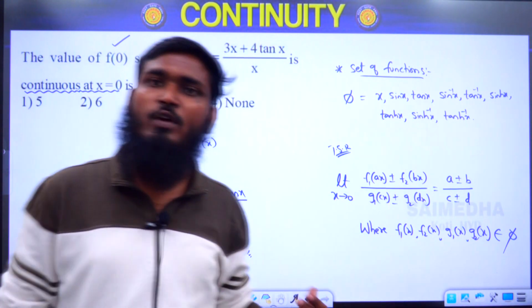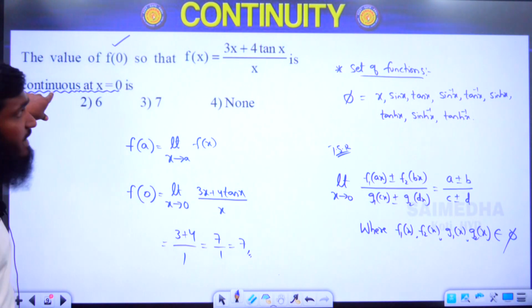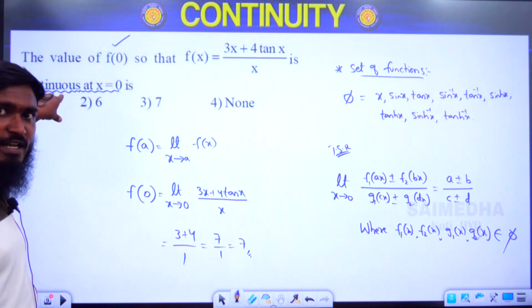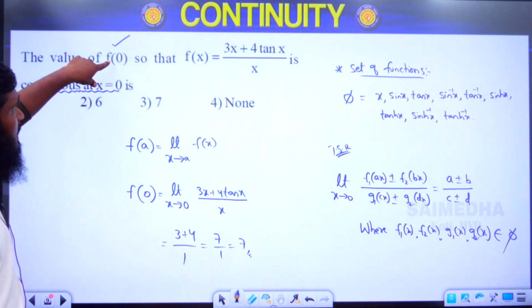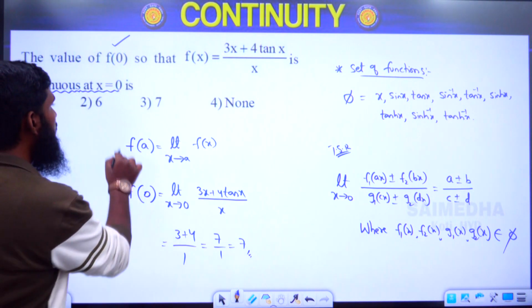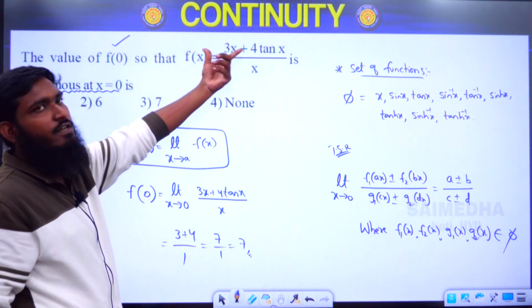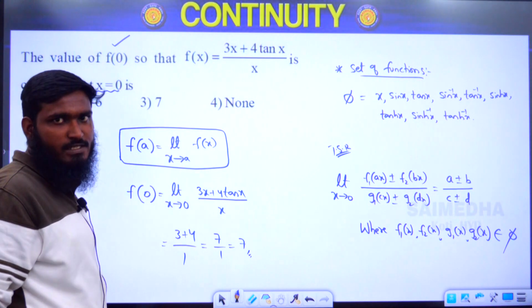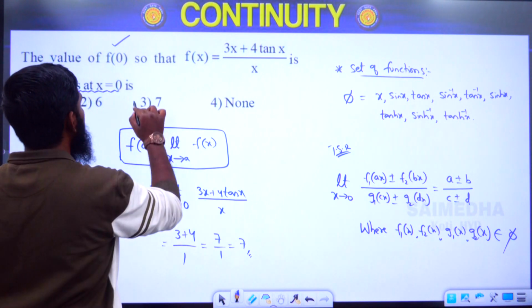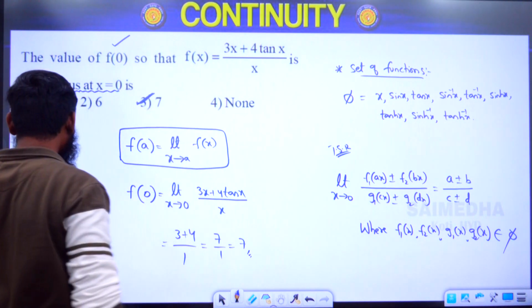So till now what we have done is we have checked whether the function is continuous or discontinuous. Now in this question, it is already given that it is continuous. We have to find out the function value. So function value means this is the formula we have taken. By using this formula, for that function we have to apply the limits. So what we are getting as the answer, 7, means option 3 is correct.